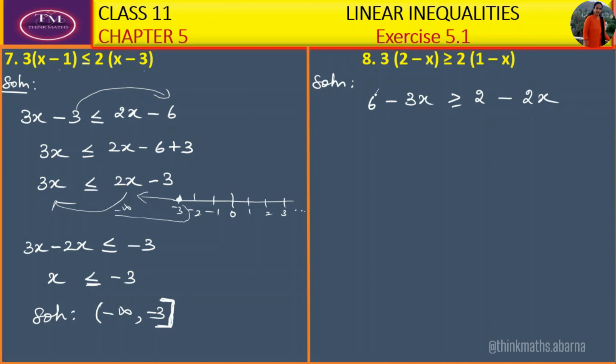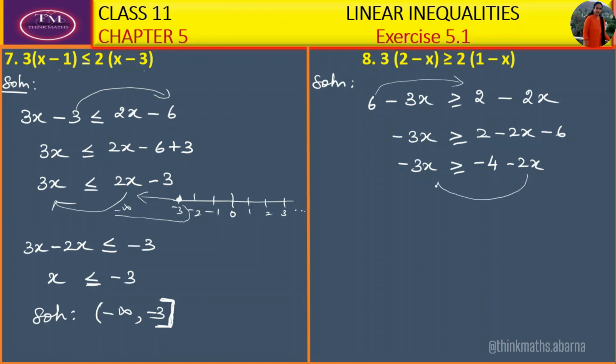So now let us take this 6 to the right side. So remaining we have minus 3x greater than or equal to 2 minus 2x. This plus 6 will become minus 6. So we have minus 3x greater than or equal to, what is 2 minus 6? 2 minus 6 is minus 4.